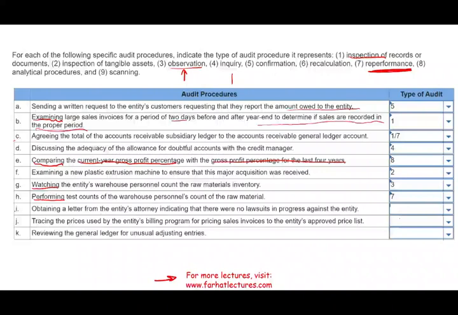I, obtaining a letter from the entity's attorney. The entity's attorney is a third party, indicating there are no lawsuits in progress against the entity.